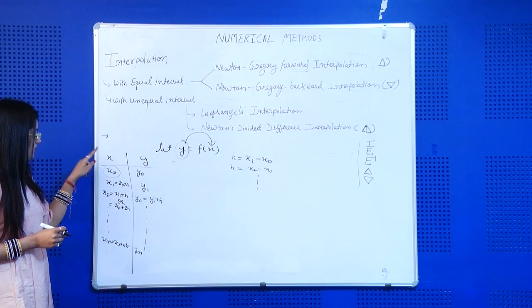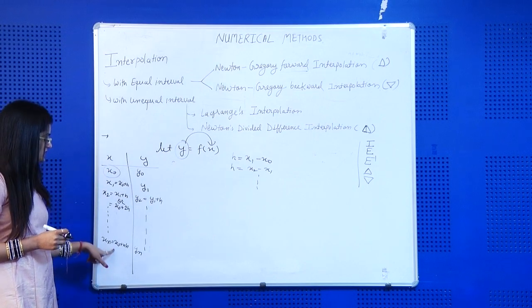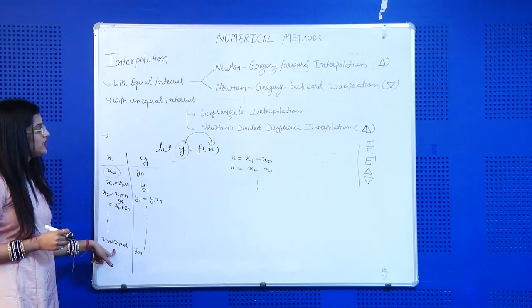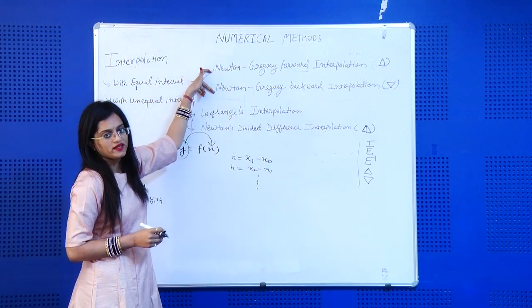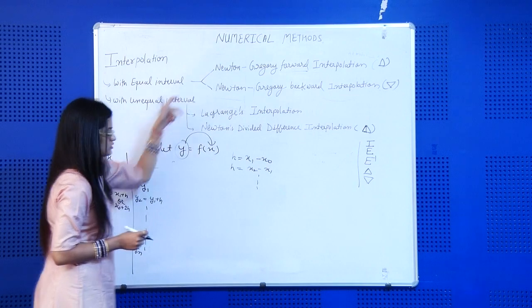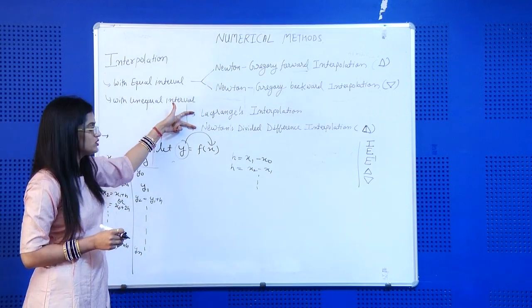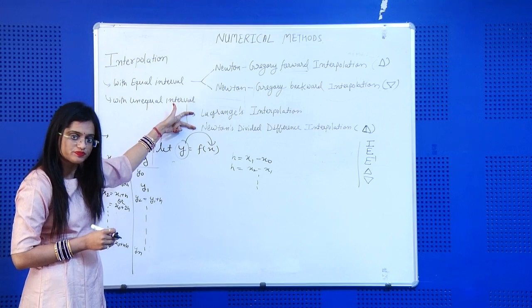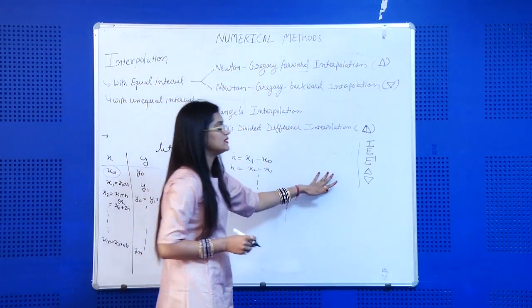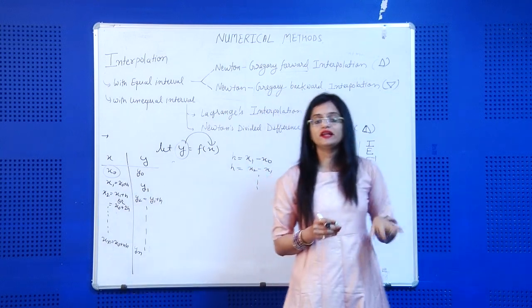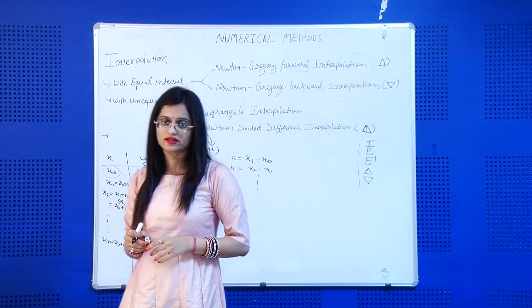that if your data is equally spread, or equally distributed, then you apply these two techniques. But if your data is not equally distributed, then you have two options, Lagrange and Newton divided difference. Correct? Of all four methods, Newton divided difference is the most efficient method.